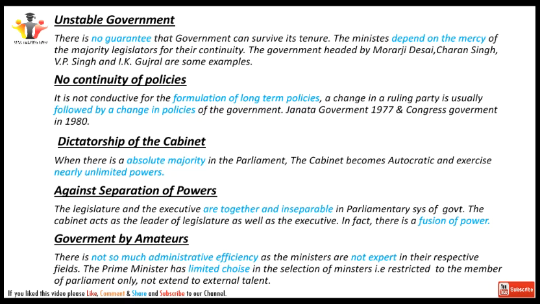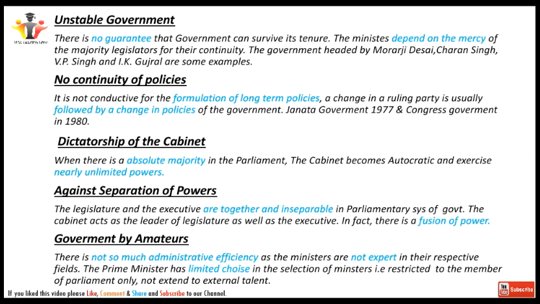And against the separation of power, whereas the presidential form of government totally depends on that separation of power, the parliamentary type of government is based on the fusion of power. The legislature and the executive are together and inseparable in the parliamentary system of government. So the cabinet acts as the leader of the legislature as well as the executive organ of the government.